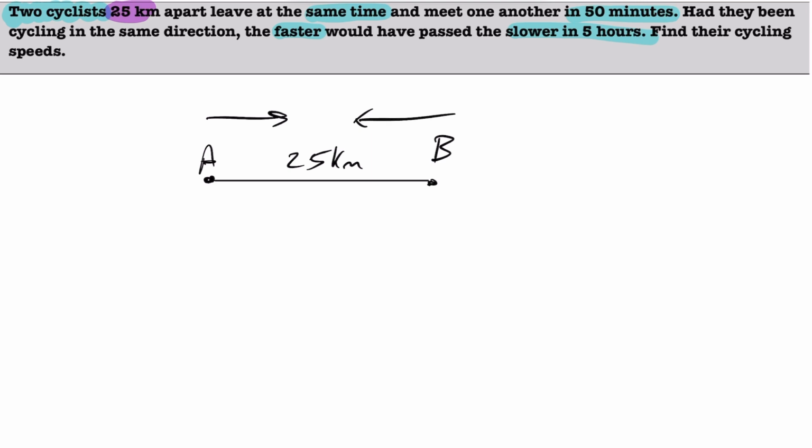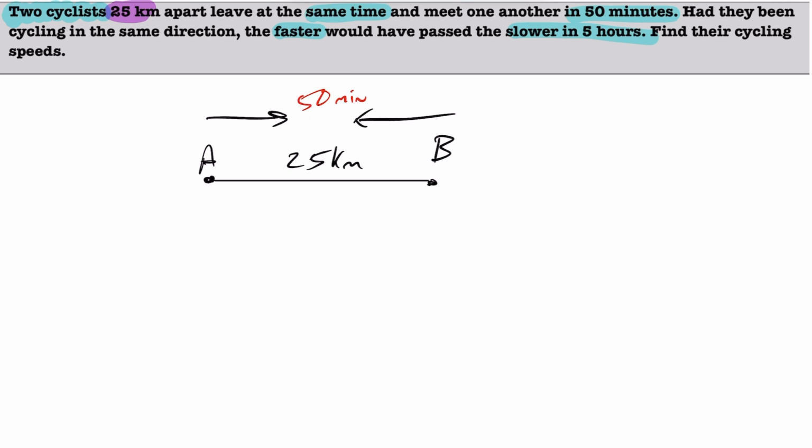So we're in a situation here where a diagram is helpful. We've got two cyclists that are 25 kilometers apart. Maybe I'll label this A, and I'll label this B. Initially, the distance between them is 25 kilometers, so that's known to us in the question. And what we know is that when they leave and go towards each other, they can do that in about 50 minutes.